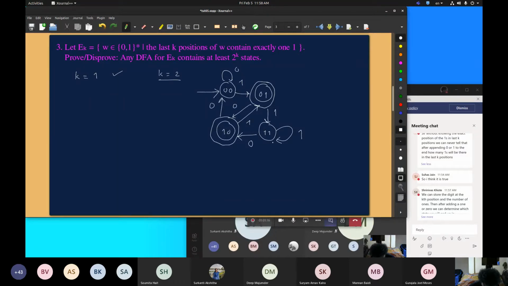Are they equivalent? Again, no. Upon reading 1, this is accept, but upon reading 1, this is reject. So this is once again minimal. So the number of states is once again 2 to the power k.